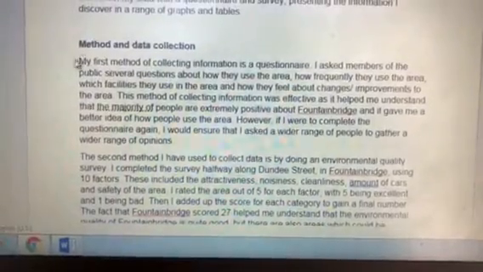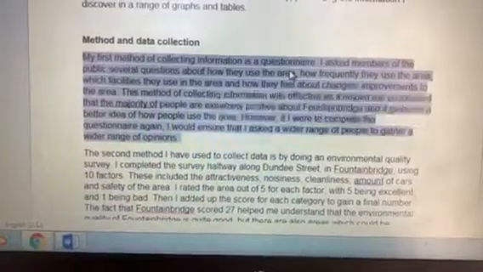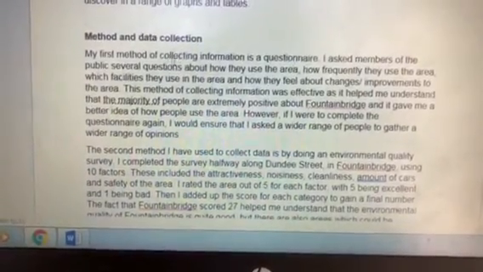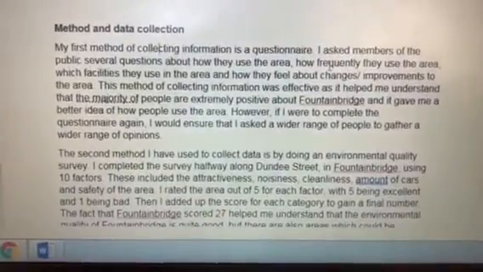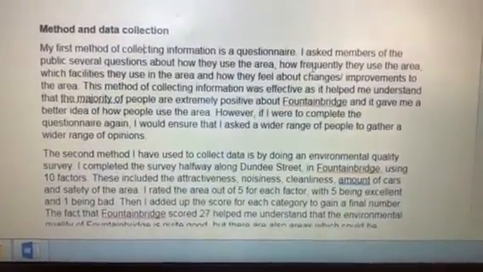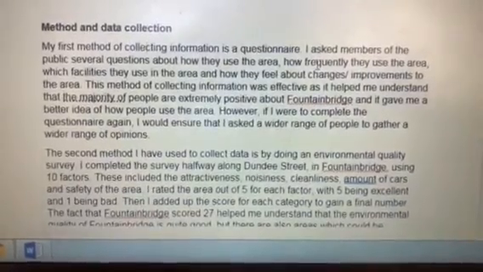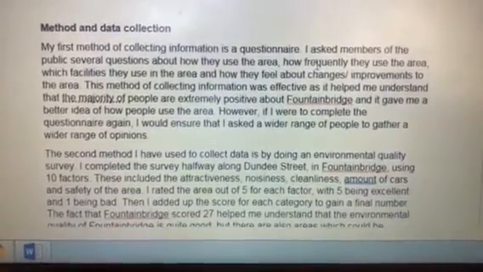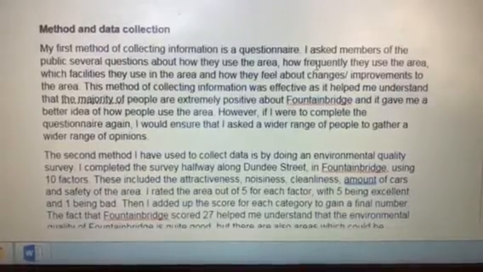Now, let's look at this methodology, try and think about why it's good and what can be improved about it. My first method of collecting information is a questionnaire. So she did a questionnaire. Okay, this is a good way to start your methodology because it states to the reader exactly what your method was. The second sentence or the second few sentences should be about how you collected the data, what you did.